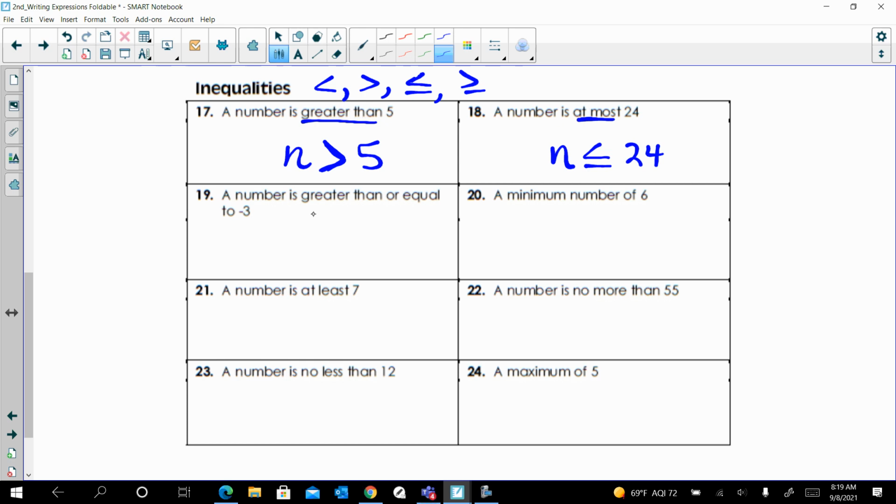19 is straight, pretty direct on the symbol because it says greater than or equal to. So that has to be the greater than or equal to symbol. A number is greater than or equal to -3. So n is greater than or equal to -3.